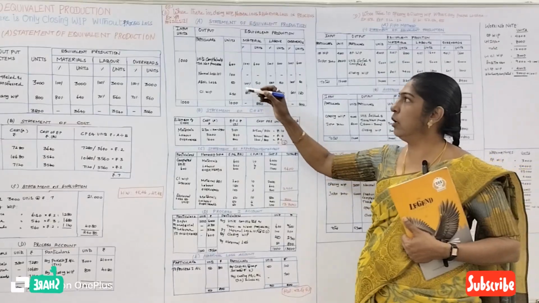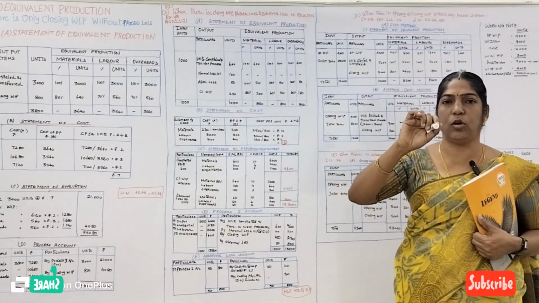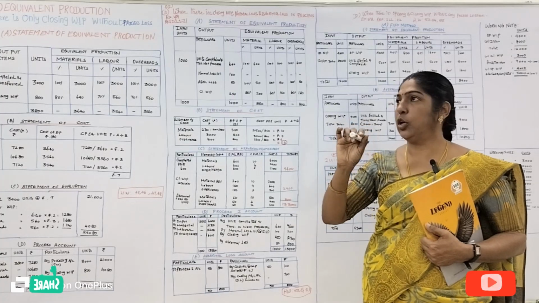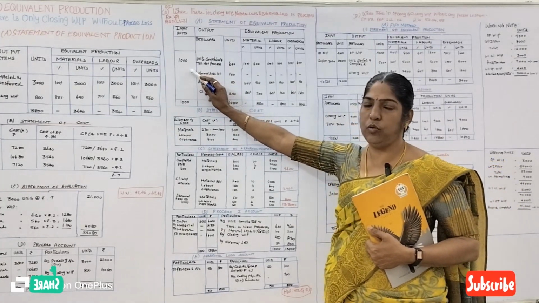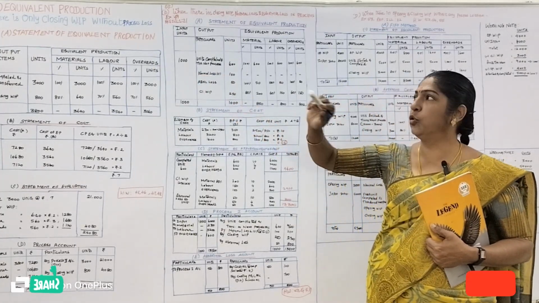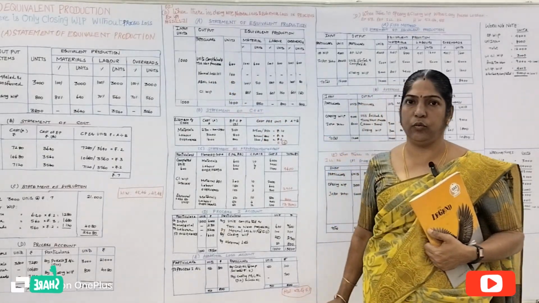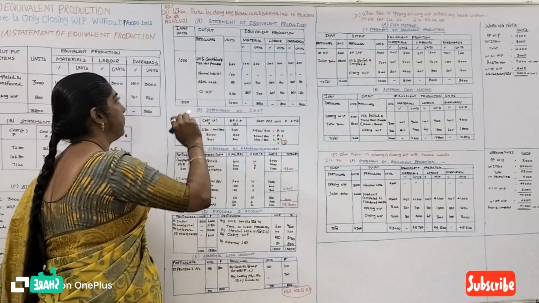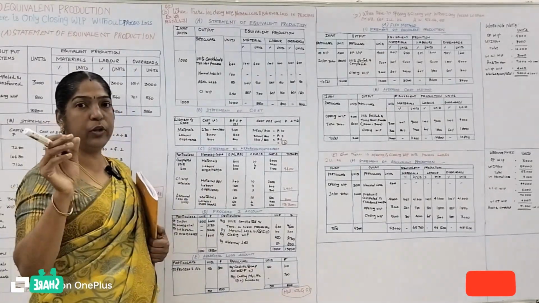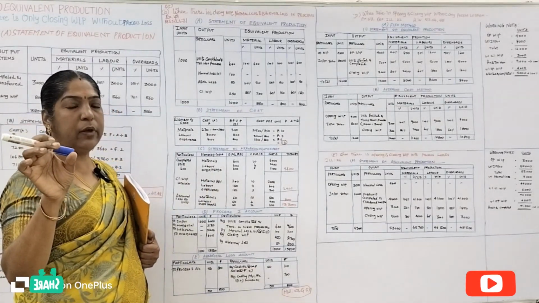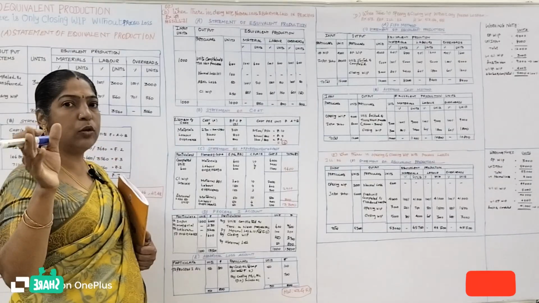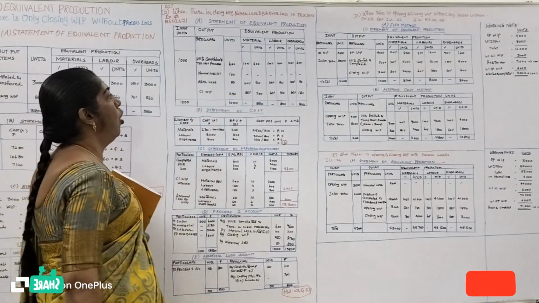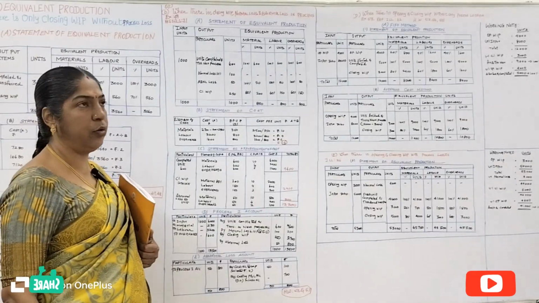Let's start. Always start with the input units introduced. How many units? 1000 units they have given in the question. In the input column you are going to enter 1000 units. Then come to the output column. How much output have they given at the end of January? They completed and transferred to the next process 600 units. That is called output unit, 600 units.